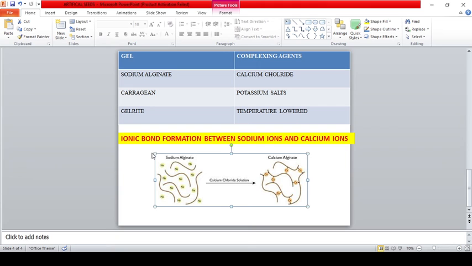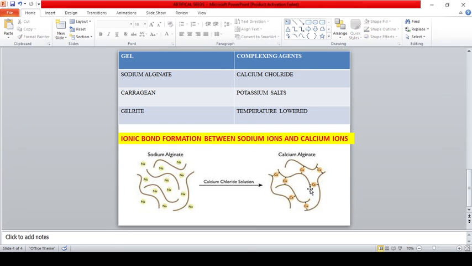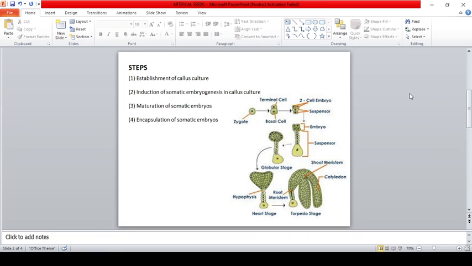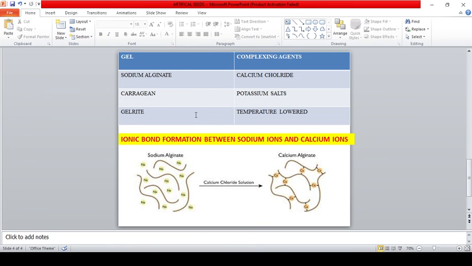So the diagram below explains this procedure. If you see here, it is a sodium ion and the strand is an alginate. When you add them into your calcium chloride, the sodium ion and calcium ion form an ionic bond and they form a complete network. It signifies the formation of artificial seed technology. So in artificial seeds, you have seen the artificial seed steps, then the agents that are added along with the gel mixture, and the gel and the complexing agent, and the bond forming between the sodium ion and calcium ion.